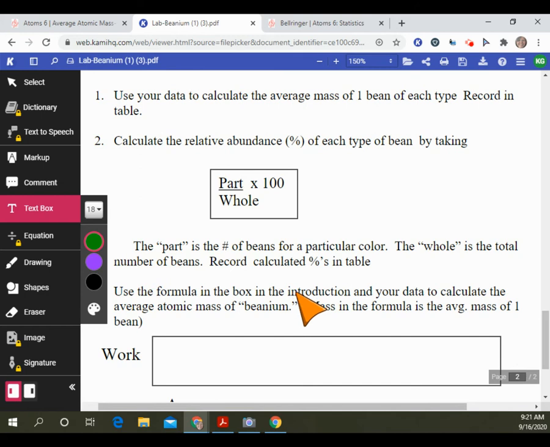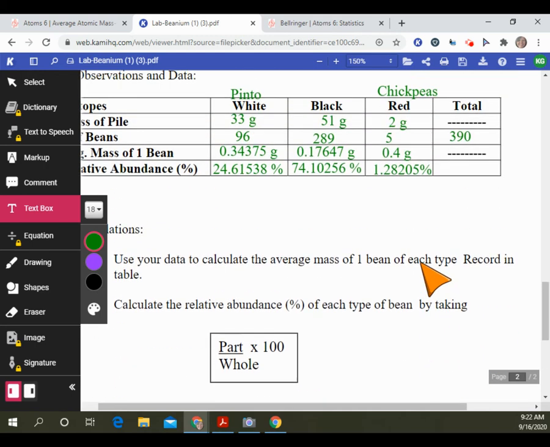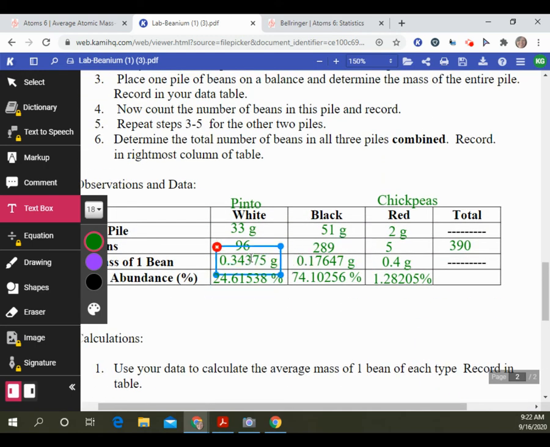Use the formula in the box in the introduction and your data to calculate the average atomic mass of beanium. Mass in the formula is the average mass of one bean. So we're looking at the average mass of one of the beans. We're going to be using this mass, and this mass, and this mass. Why do we need to use the mass of one bean or one atom?